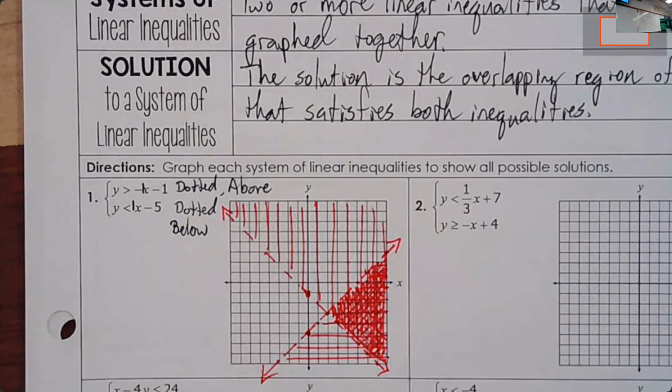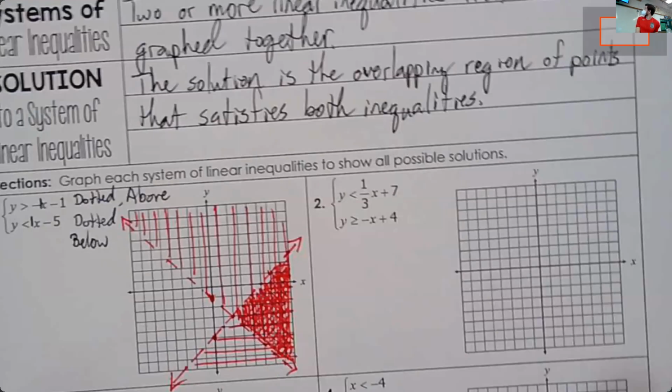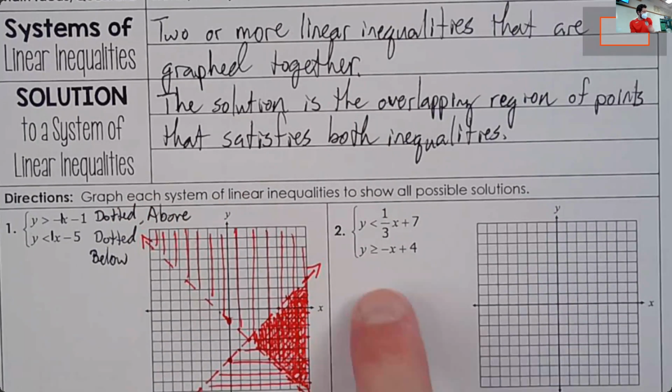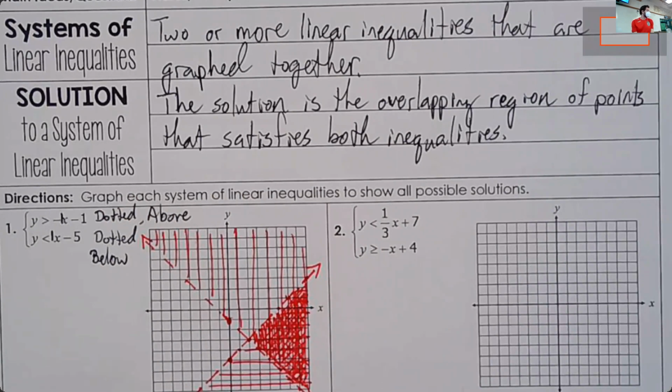Let's try number 2. Number 2, we've got our first line up here. And y is already by itself. Same with the second one. So here we go. We've got to make some decisions now. Are we going to have a solid or a dotted line with the first one?